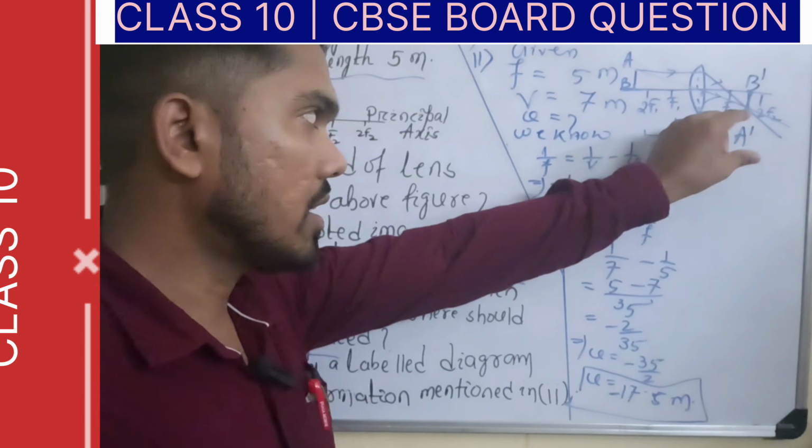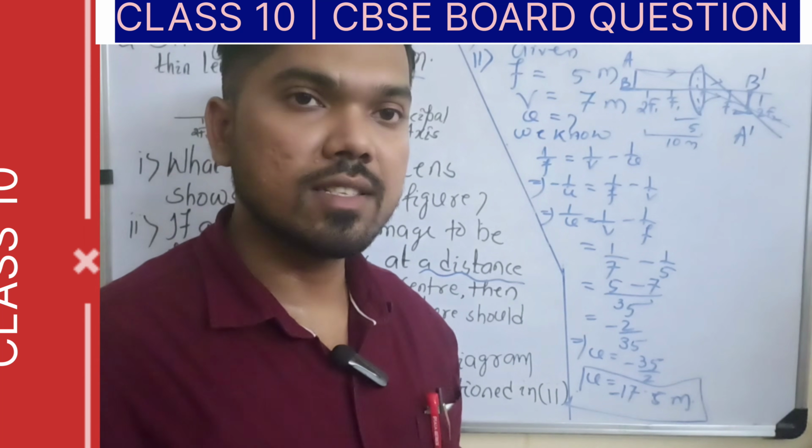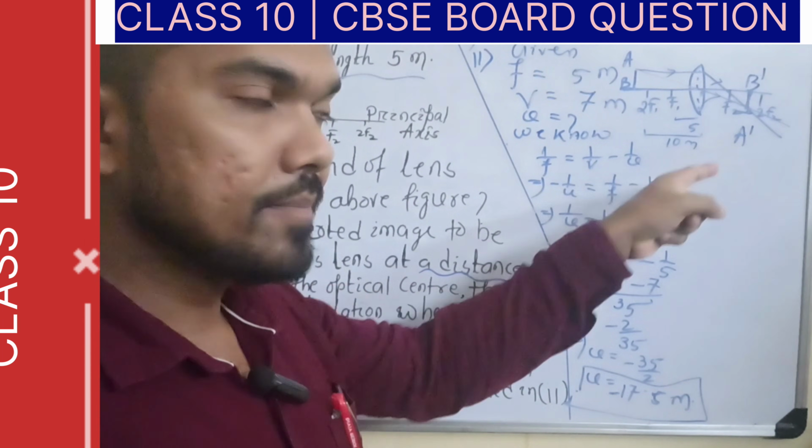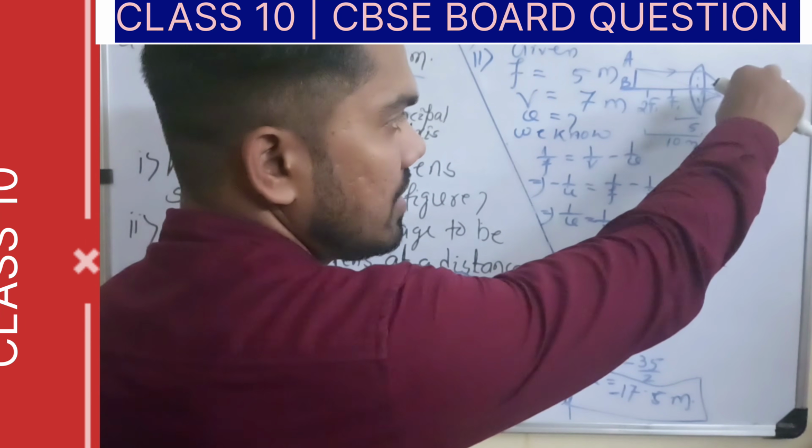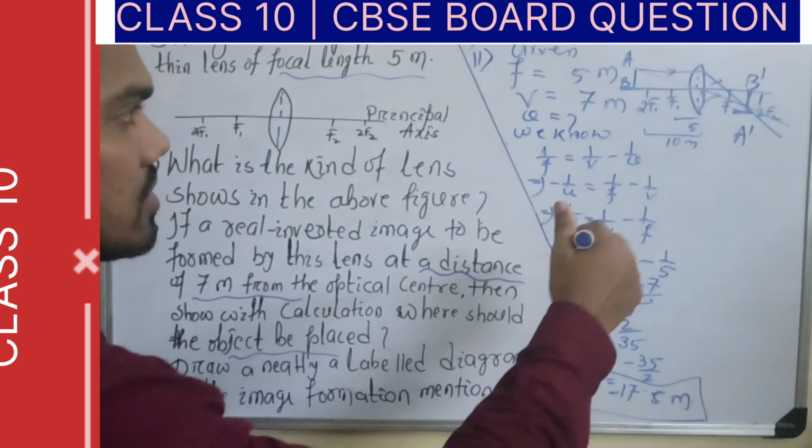As the rays of light are actually meeting, the image is a real image, and a real image is always inverted, so an inverted image is forming below the principal axis. Okay, so this is the correct ray diagram.